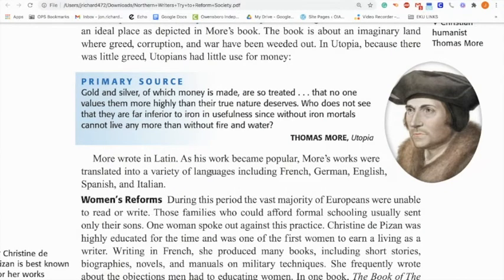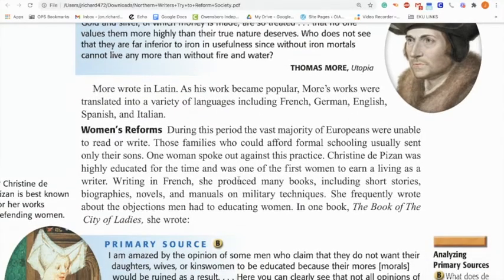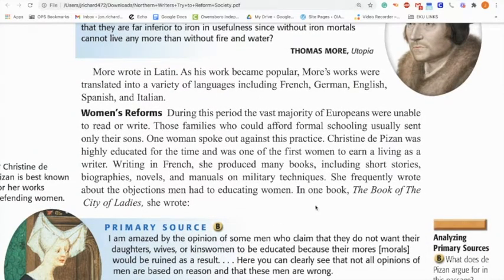1, they're trying to change religion. 2, they're trying to change people from being greedy and only wanting money and wanting to be more educated. And number three, they're trying to change the way people learn by using the vernacular and allowing more people to be able to read their works. Let's keep going though, because there's maybe better ones or more examples here.